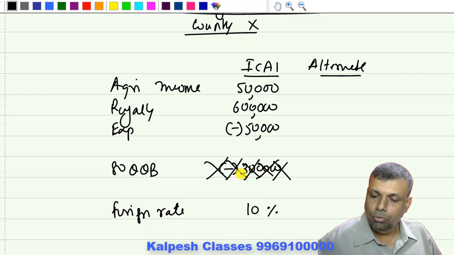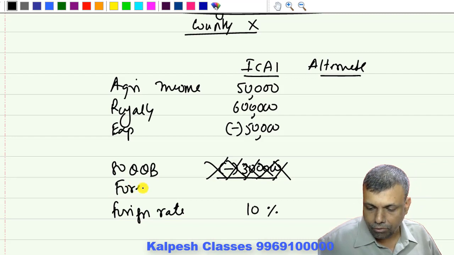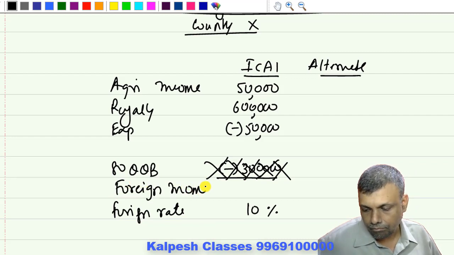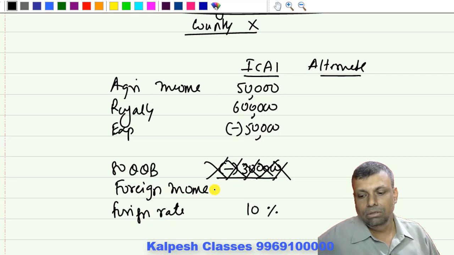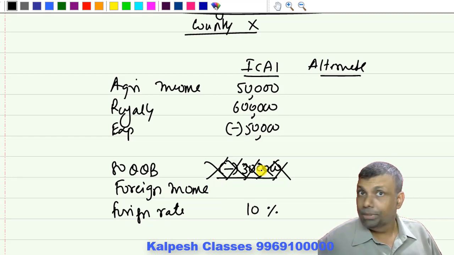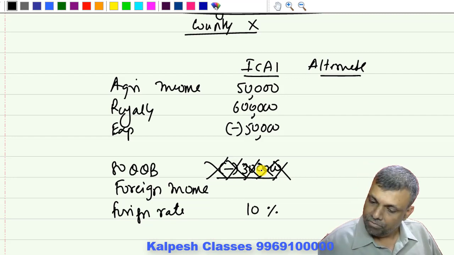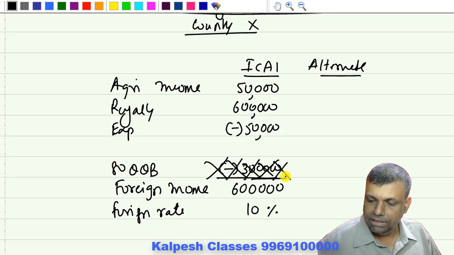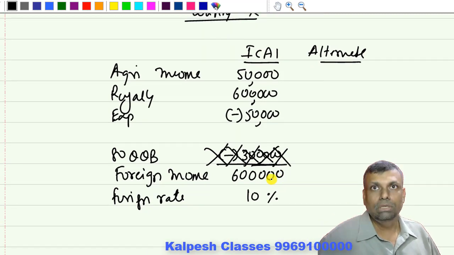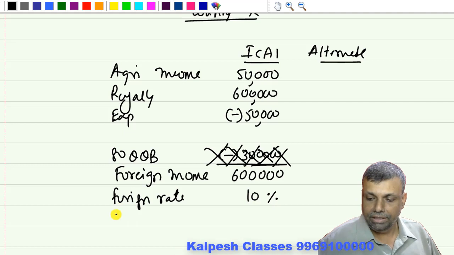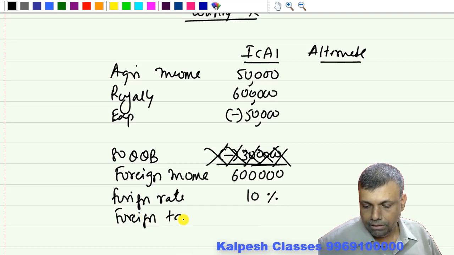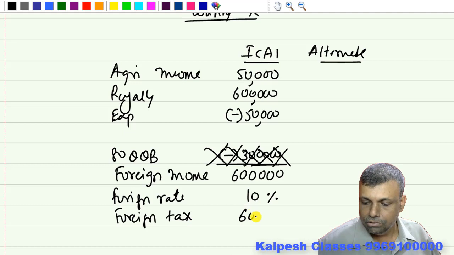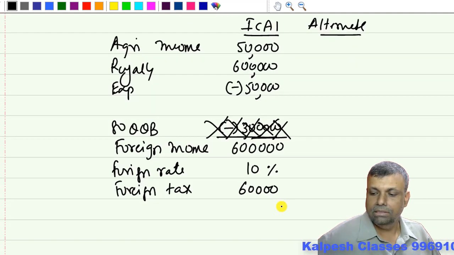Okay, so first of all, you want foreign total income. This is what you can call a foreign total income, or you can say foreign income. The 3 lakh rupees, foreign law is not going to give you deduction. That's the reason I have written it, and thereafter I have cut it. Now foreign income is coming to how much? Total 6 lakhs. Of that, 10% is the foreign rate of tax. So foreign tax is going to be 60,000.